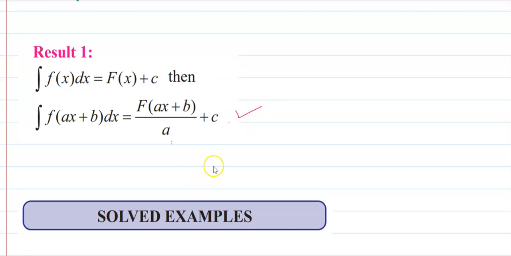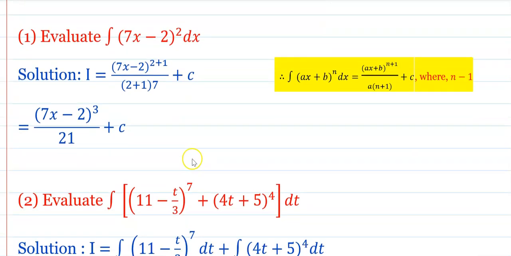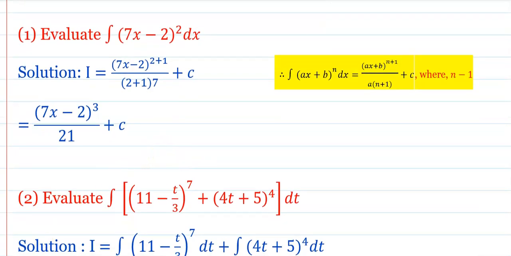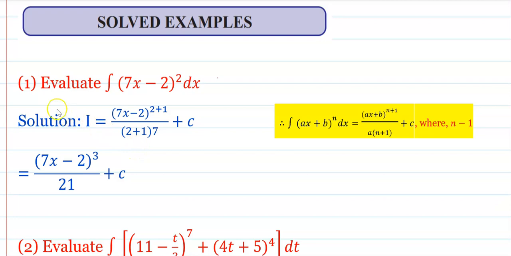Now we'll start the solved examples. The first example: evaluate the integral of (7x minus 2) whole square dx. Again we will use the formula: integral of (ax plus b) to the power n dx is equal to (ax plus b) to the power n plus 1 upon a into n plus 1, plus c. Similarly here, (7x minus 2) to the power 2 plus 1 is 3, upon 3 into the coefficient of x, that is 7, 21, plus c. This is the answer.